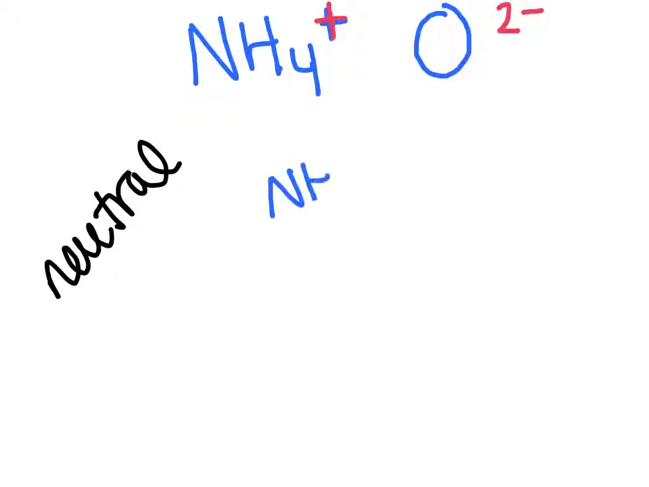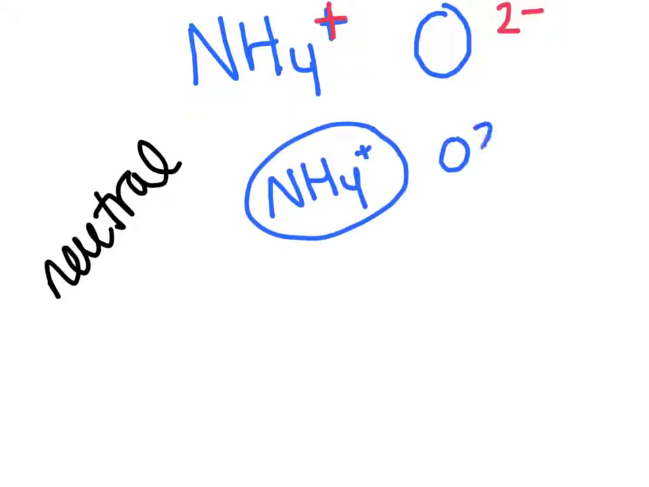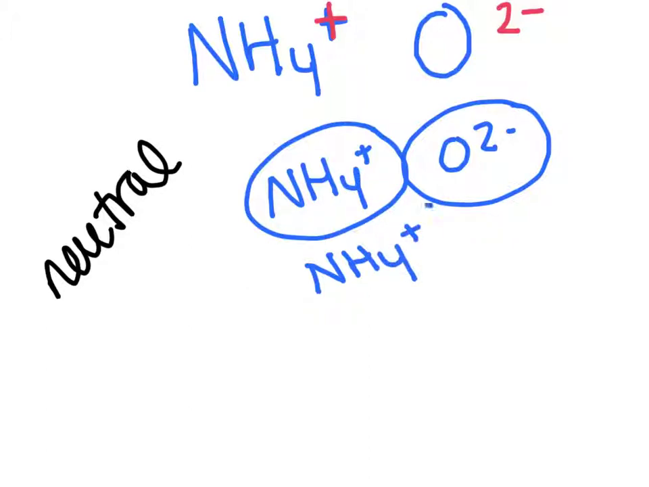If I have 1 NH4 bonded to 1 oxygen, is that neutral? And my answer is no. A 1 plus does not balance out a 2 minus. I need 2 plus to balance out 2 minus. So remember, I have as many of each of these as I want. So I need to bring in another ammonium ion. Okay? And I should keep with my color coding here.